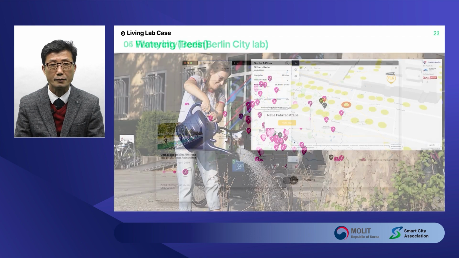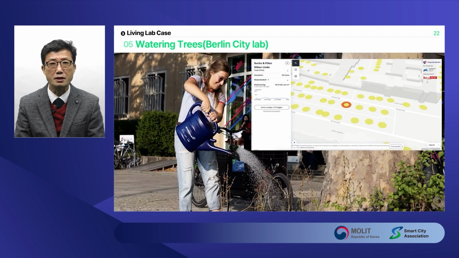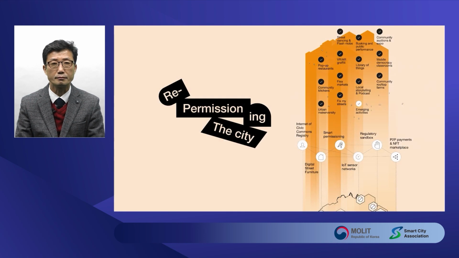Now let me tell you about watering trees, one of the citizen participation projects in Berlin. This project was designed to co-manage the public assets with citizens. Through the application, they can water the trees around their places and update them in real time. As a result, the city could check on the street trees and dramatically reduce the management costs of public service.